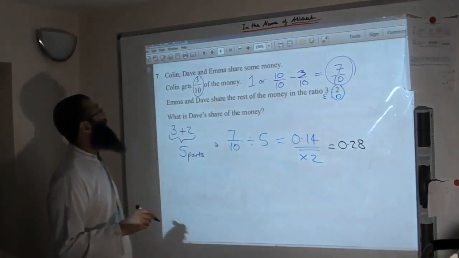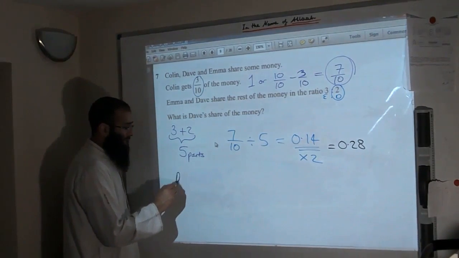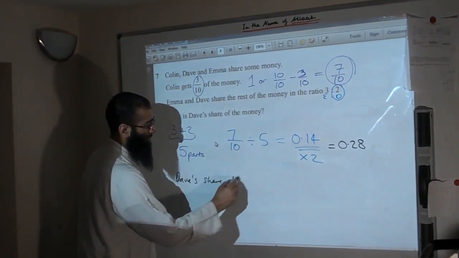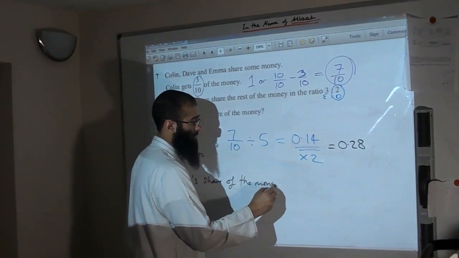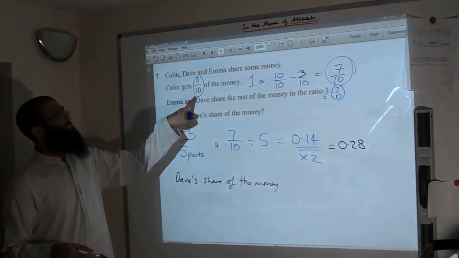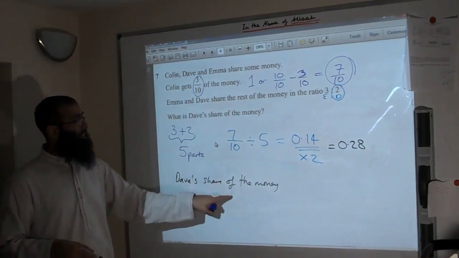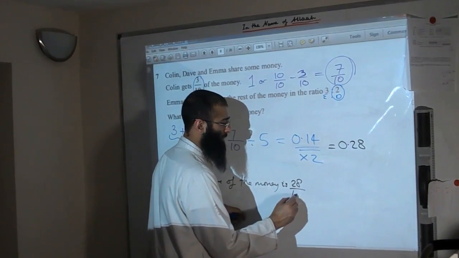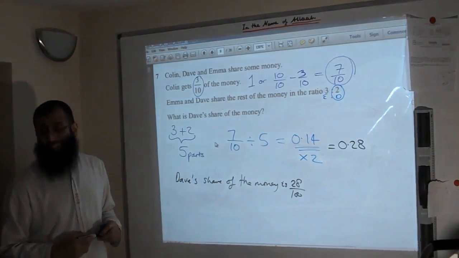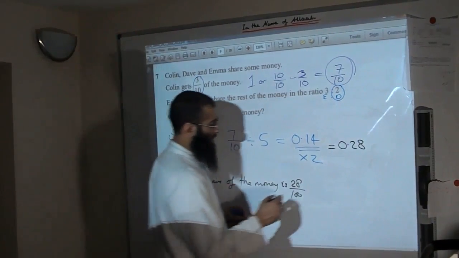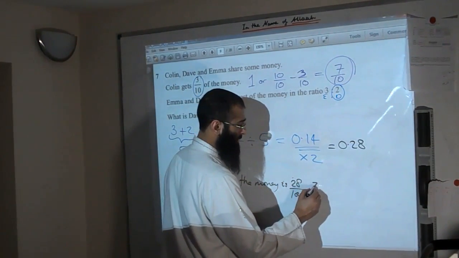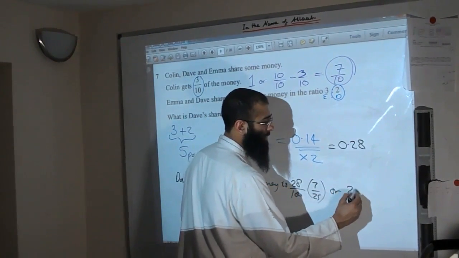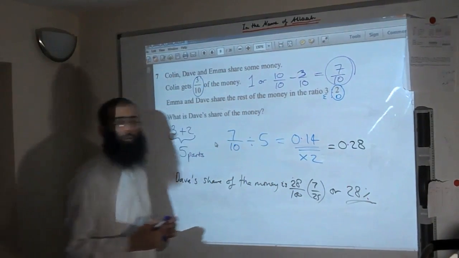Okay, so the question says here, what is Dave's share of the money? So we say Dave's... now they gave the question originally in fractions. Should we give back in fractions? Yep. So it's going to be 28 hundredths, which we could cancel down to 7/25. Or we could say 28 of 100. So those are the 2 possible answers.